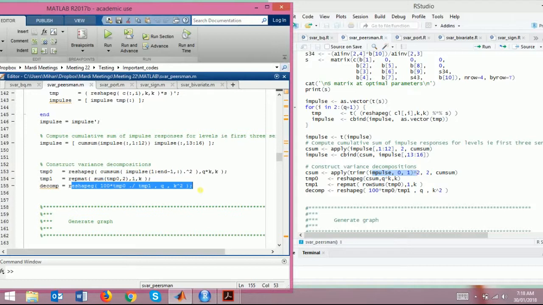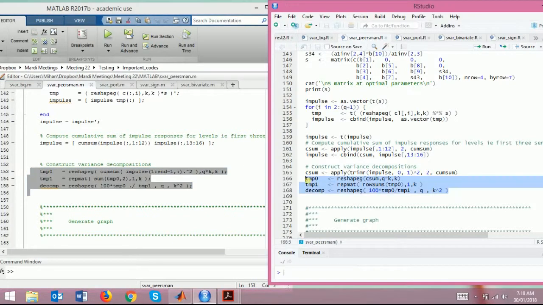TMP0 divided by TMP1, Q rows, K square, N square columns. That's the moving average amount of rows, no matter how many moving averages you have. So this is the variance decomposition, and this is what we did for the first time. Good learning.